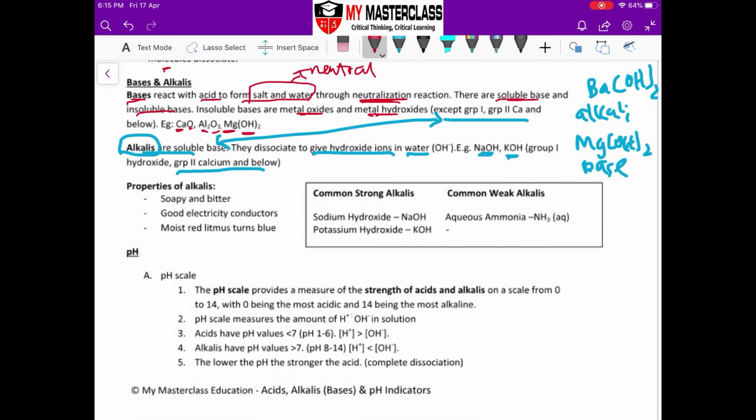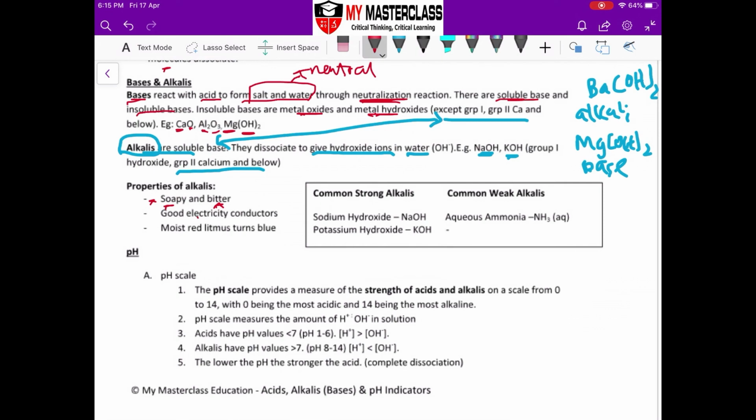Alright, so we will look at alkalis in detail because you will use a lot of the alkalis in your school lab. So properties of your alkali, they are soapy and bitter. So anything that is soapy contains alkali. All your cleaning reagents, detergent, soap, shampoo, window cleaner, etc., all will have alkali in them. And then they taste bitter.